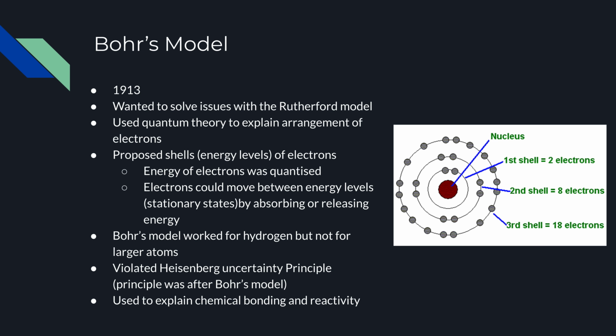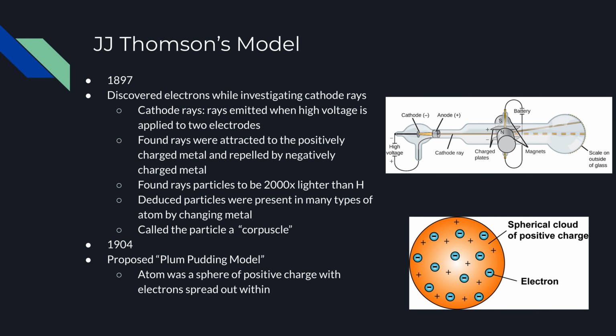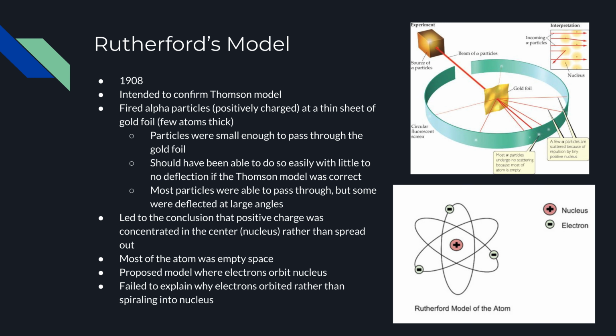Let's go back to the Thomson model really quickly. It is a spherical cloud of positive charge with a bunch of electrons floating within. As you can see, there should be no interference with the alpha particles, so the alpha particles should go straight through.